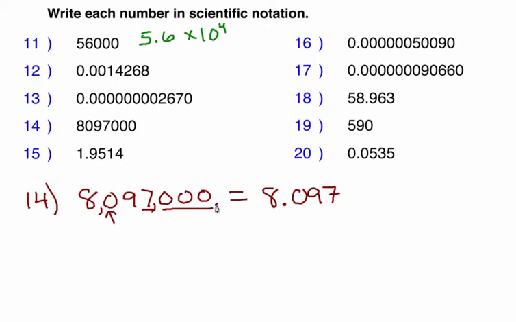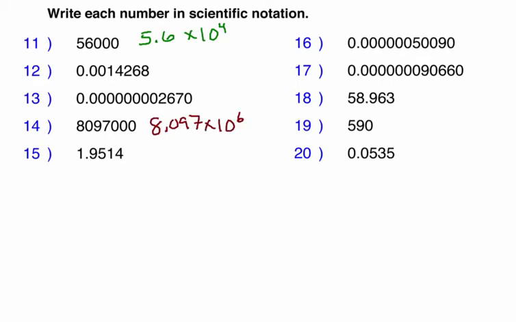So let's see, how many places have we moved the decimal? 1, 2, 3, 4, 5, 6. We've moved the decimal 6 places, so to compensate for that, we need to say that this is multiplied by 10 to the 6th power.